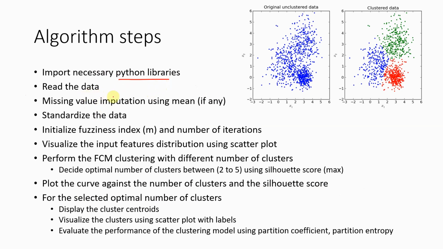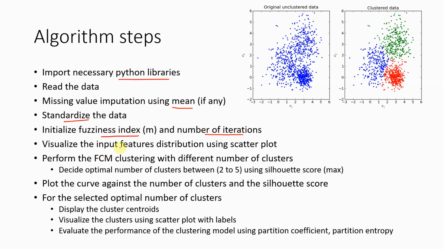and then read the input data. Do the pre-processing to identify if there is any missing value in the data set. If there is a missing value in a particular column, impute that column with the mean of that column. Then standardize the data. Then we need to initialize the fuzziness index M and the number of iterations.